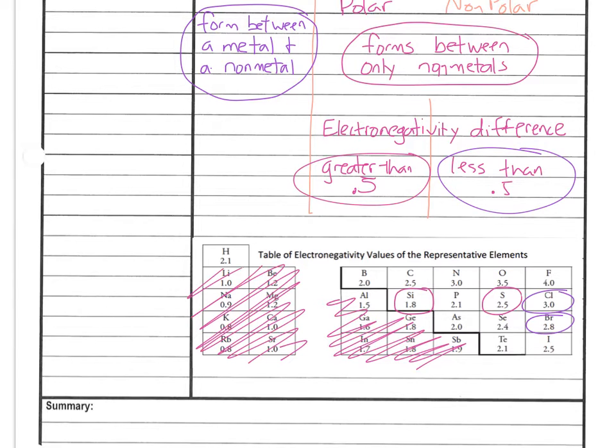So that's it. That's all it takes to figure out whether it's ionic or covalent based on its location in the periodic table and electronegativity.